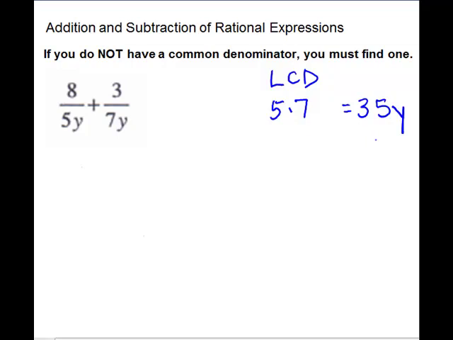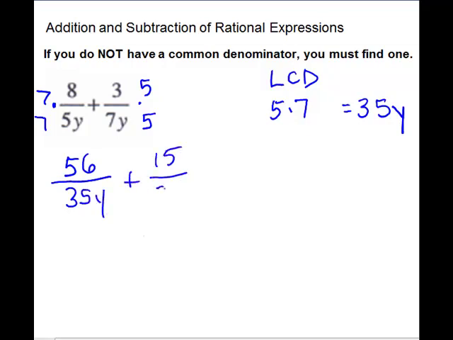We will check the denominators and put on the missing part. So for the first fraction, looking at the denominator, we have the 5 and the y. This one is missing the 7. Numerator and denominator. The second one, we have the 7 and we have the y. This one is missing the 5. Put it on, numerator and denominator. Now we'll rewrite this. So we have 8 times 7 is 56 over 35y plus 15 over 35y. Keep your common denominator and combine the numerators. And I don't think that is going to reduce.